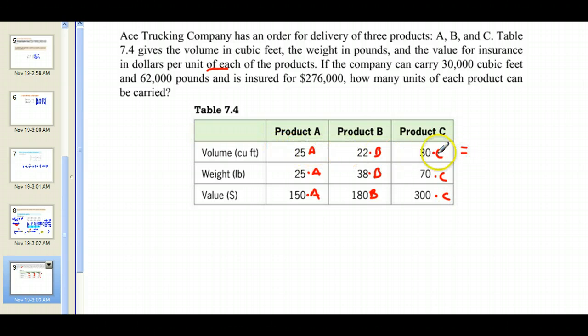Well, if I add these 3 things together, the total volume can be 30,000 cubic feet. If I add these 3 things together, the total weight can be 62,000 pounds. If I add these things together, the insurance, I can insure it for $276,000.